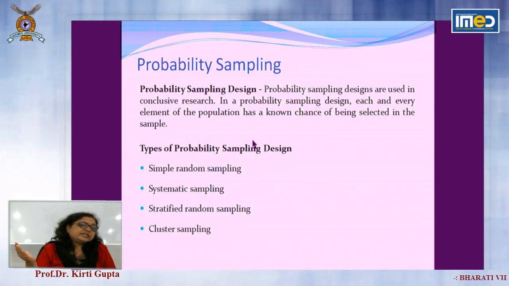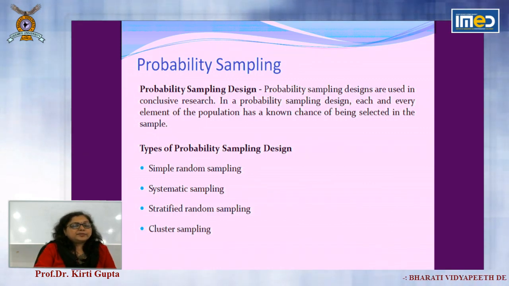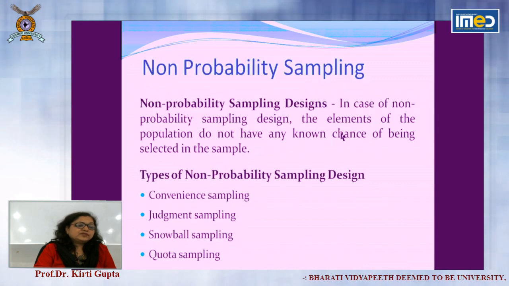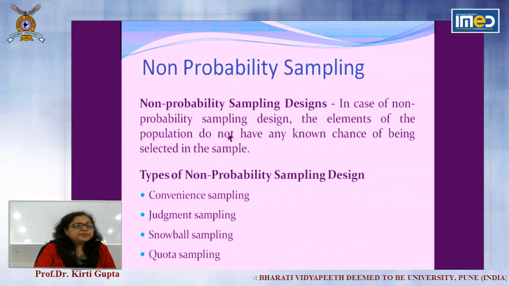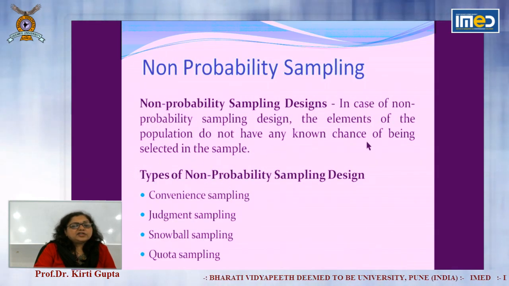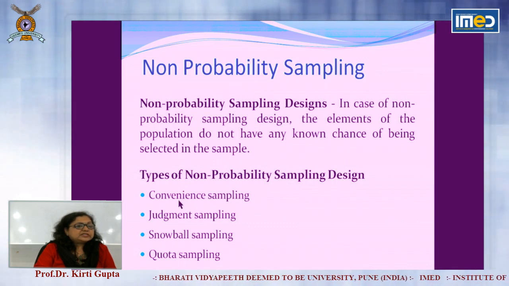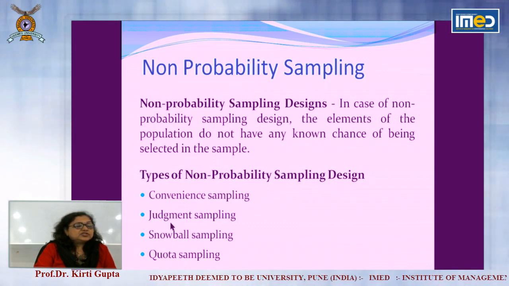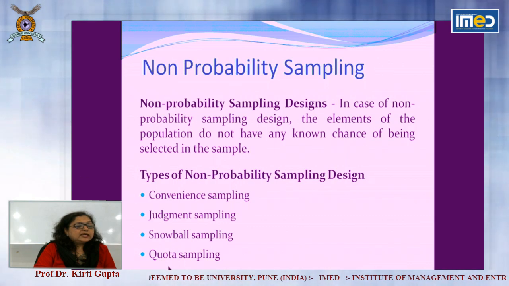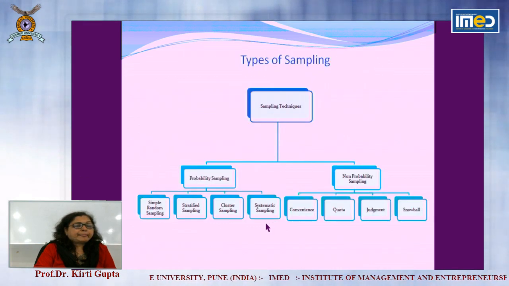In non-probability sampling, there is no probability or chance associated with the selection of the units. In non-probability sampling, we don't have any known chance. Four methods are there: convenience, judgment, snowball and quota sampling.